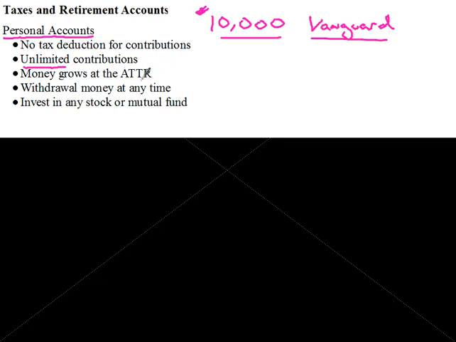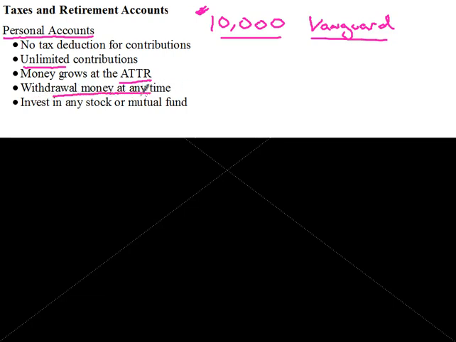The money's going to grow at the after-tax total return. I'm going to talk about the math of this in a few minutes. After-tax total return, the ATTR, just means that not all of your earnings from this are going to get reinvested. Some money is going to have to come out from your dividends and capital gains in order to pay the tax man. I talk a lot about this in my investment playlist, so you might want to check that out.